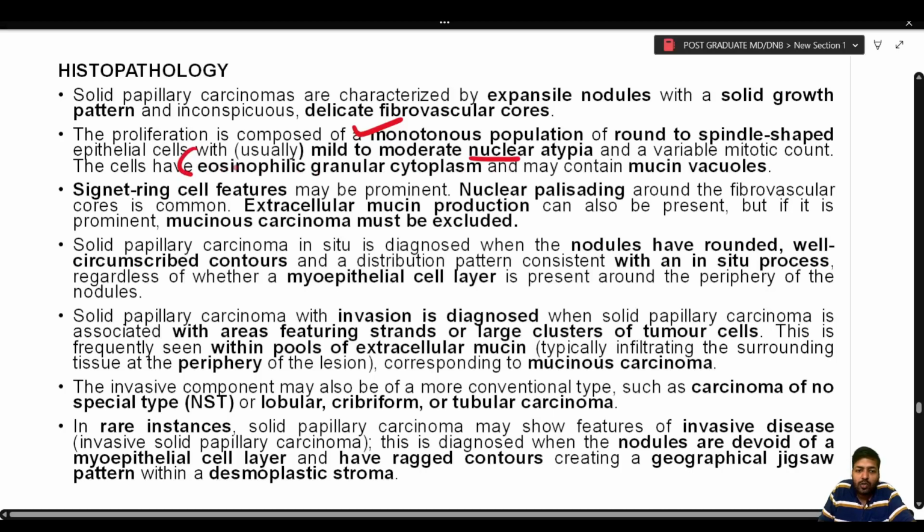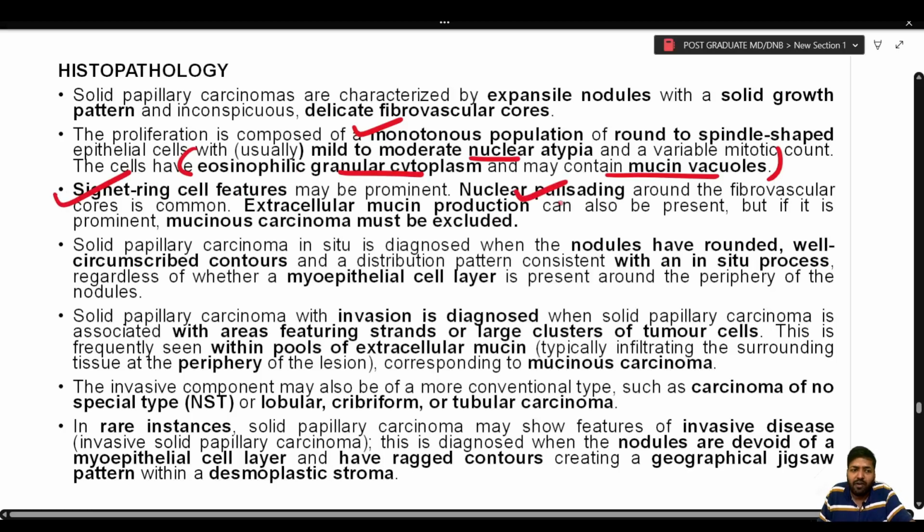These cells have eosinophilic granular cytoplasm and may contain mucin vacuoles. So, very important: the round to spindle-shaped epithelial cell nature, this is very low grade with very mild nuclear atypia. So the features are very, very bland. This is what I'm trying to tell you. Signet ring cell features may be prominent.